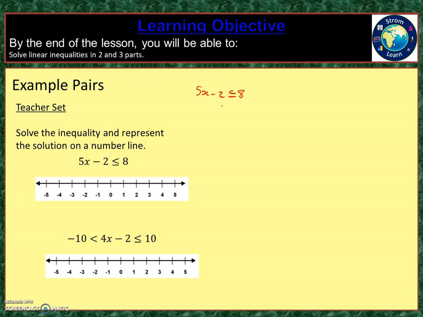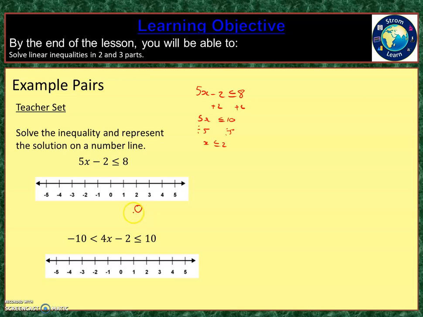So I'm going to begin this one by adding 2 to both sides to give me 5x is less than or equal to 10, and then divide both sides by 5 to be left with x is less than or equal to 2. So that's the solving part of this done, and now we're going to look to representing it on a number line. So I'm going to do a circle at 2, because that's the number involved in the inequality.